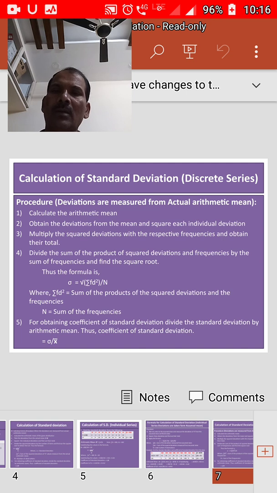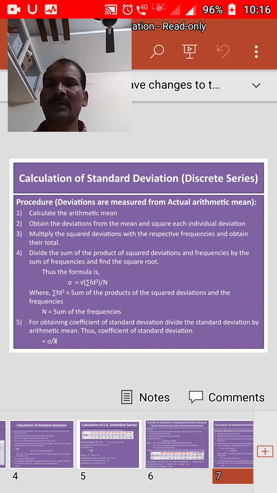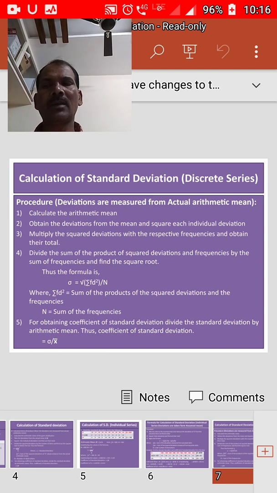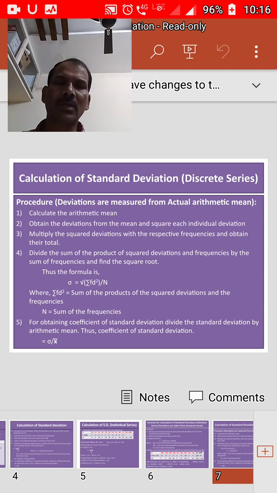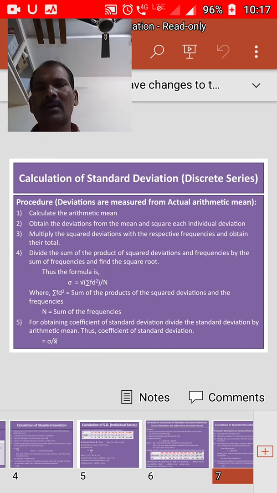Next, the fifth step is for obtaining the coefficient of standard deviation: divide the standard deviation by the arithmetic mean. Thus the coefficient of standard deviation is equal to small sigma, that is the standard deviation, divided by x bar, that is the arithmetic mean. Then you will get this.